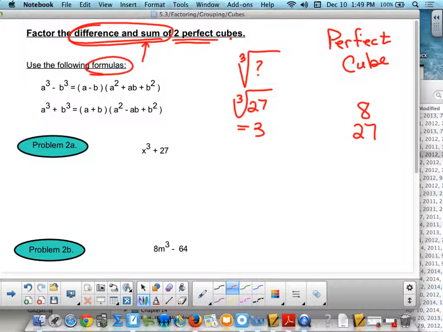Still skip one. 1. We skipped 1. 1 times 1 times 1. Numbers just going ahead now. Now let's go the other way. 64. 4, 4, 4.